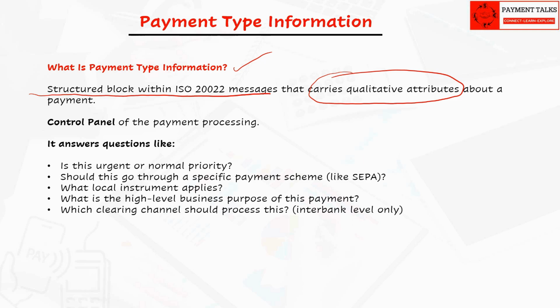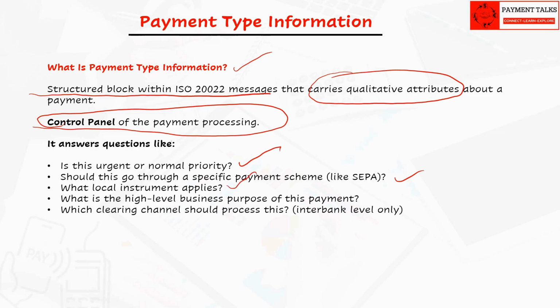Think of it as the payment's instruction label. It is the control panel of the payment processing. It answers questions like, is this urgent or normal priority? Should this go through a specific payment scheme like SEPA? What local instrument applies? What is the high level business purpose of this payment? Which clearing channel should process this? Interbank level only? These attributes are critical for downstream processing, both within the initiating bank's payment engine and across the correspondent banking chain.